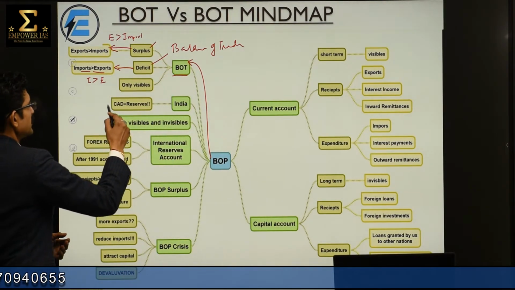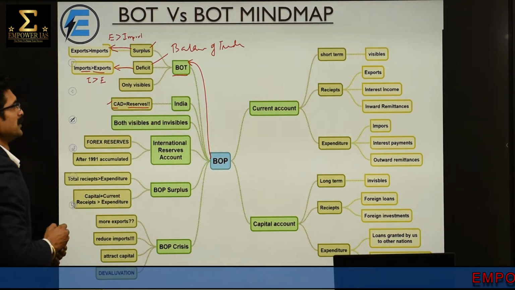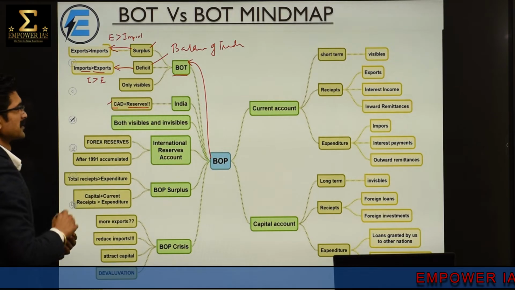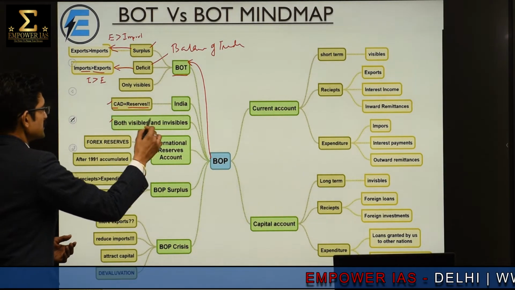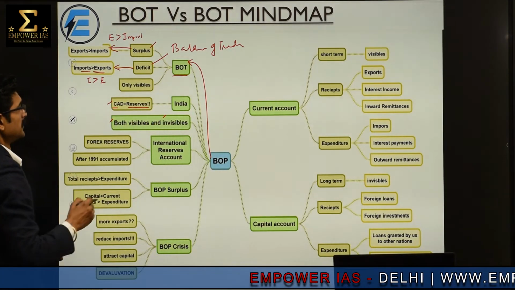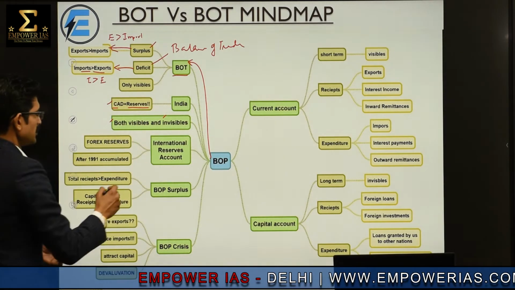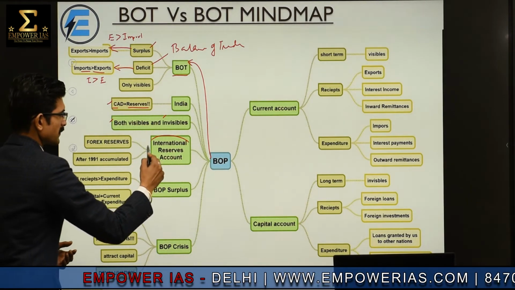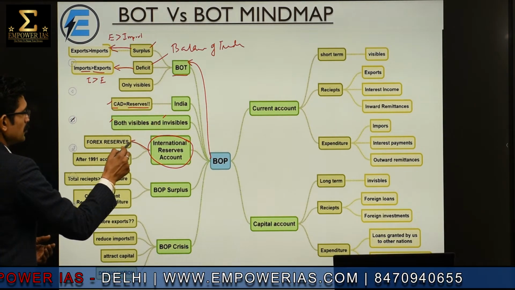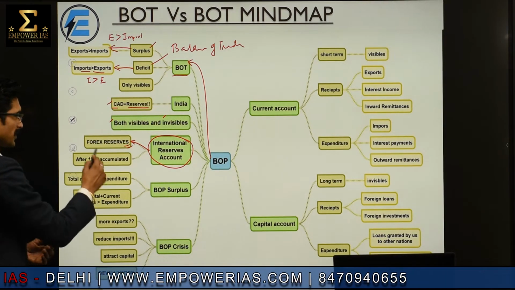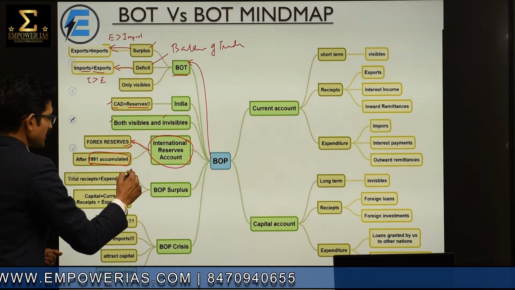India has CAD plus reserves, that is capital account deficit plus reserve, which adds the balance surplus. Both visible and invisible are also present. So capital account was very high due to these factors. Then again, international reserve account comprising in the balance of payment. In India, we have huge forex reserve during this pandemic. After 1991, forex reserve is again increasing.